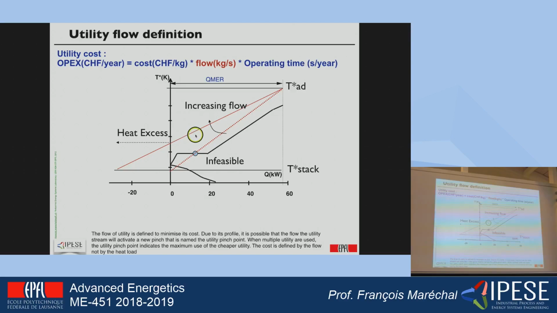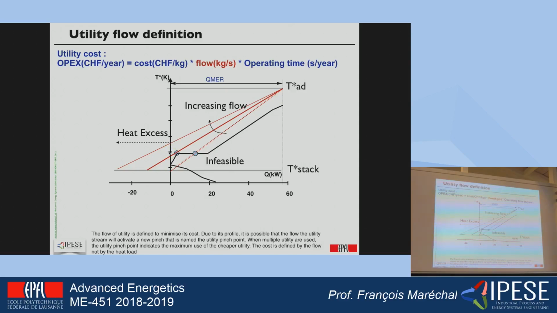This one is not the best because I have a flow which is too big, and I have a big heat loss here and a heat excess here. But this one is not correct either because the temperature profile is not satisfied. So at the end, I have to calculate the flow in such a way that the curve of the combustion is just above the curve of the process. And what you can see here is that the flow is going to activate a pinch point in this case.